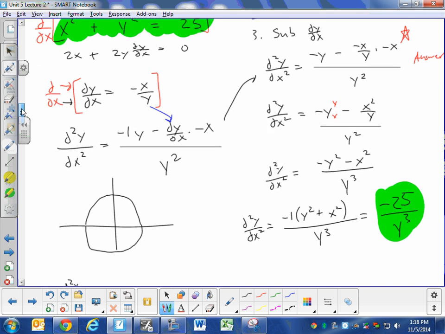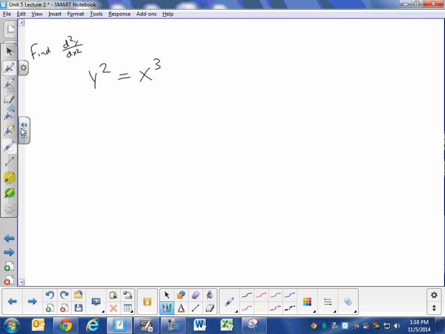Sweet. All right, let's try with this. Let's see if you guys can take the second derivative and simplify it so that you use your original equation there to simplify.